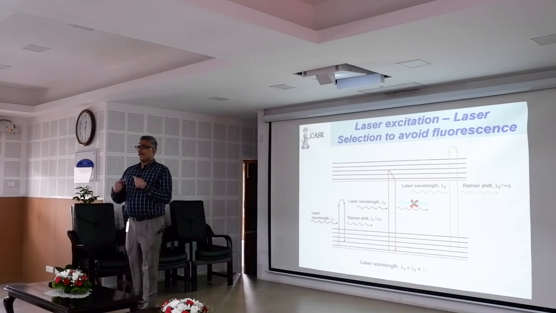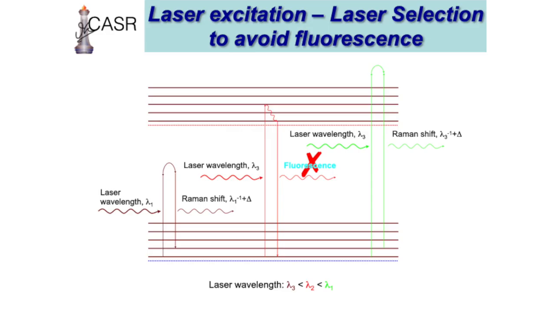Now, another aspect is, if I have a very fluorescent molecule, and I want to take a Raman spectrum, which wavelength of light? Till now I never said what wavelength of light you can use. By the way, using X-ray I can do Raman, I can do with UV, I can do Raman. I can do with visible light Raman. I can do IR Raman. So any wavelength of light, I can do Raman.